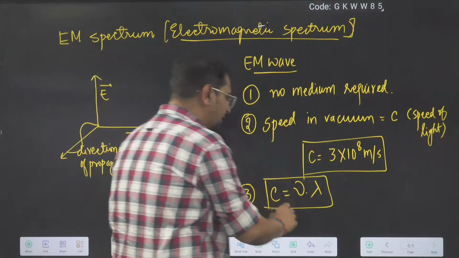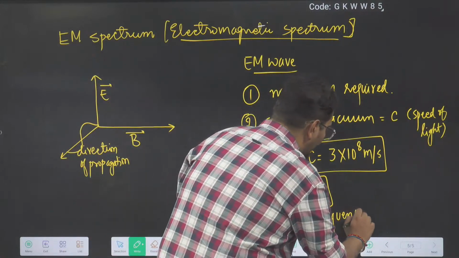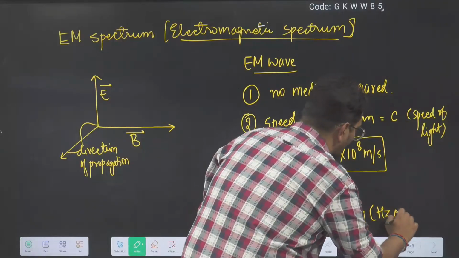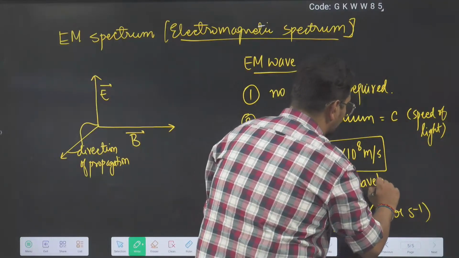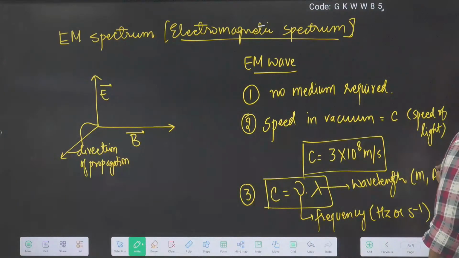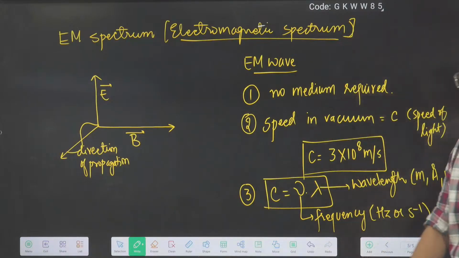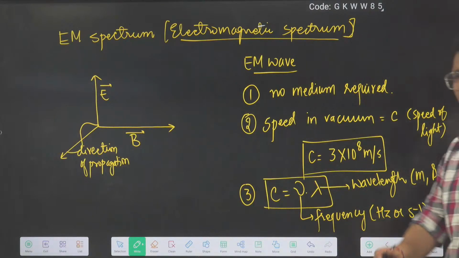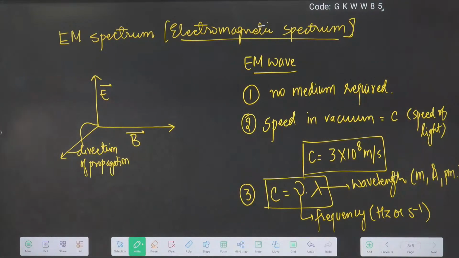C is the speed of light. Nu is called frequency, and the frequency units are hertz, or we can say per second. And lambda is called, I think you all must be knowing this, wavelength. Units are meter, angstrom, picometer, etc. Unit of length, wavelength. So c is equal to nu lambda.